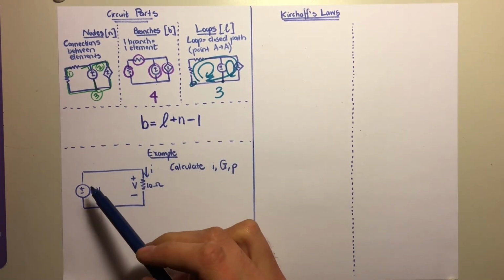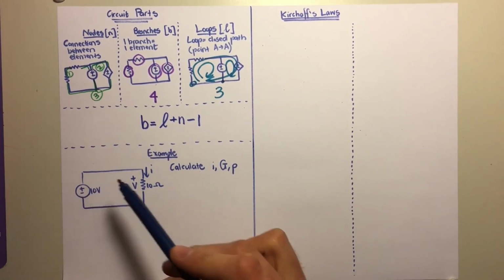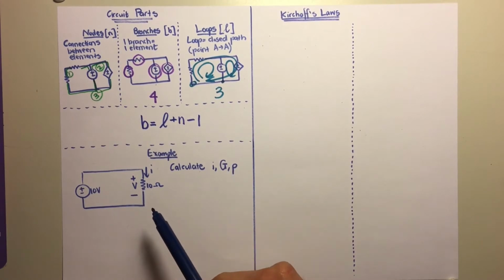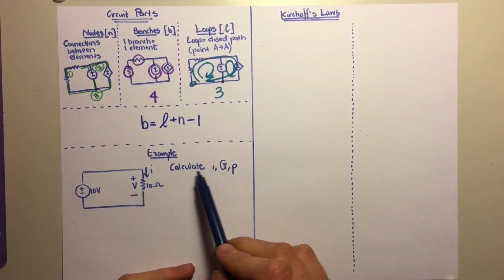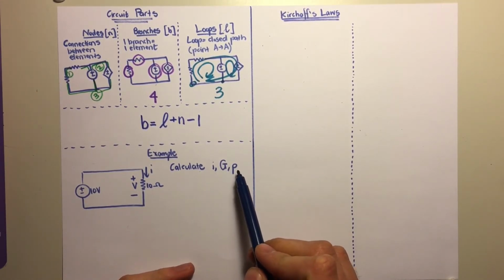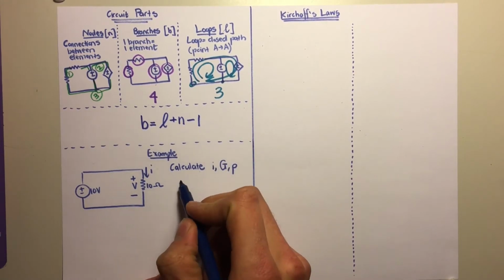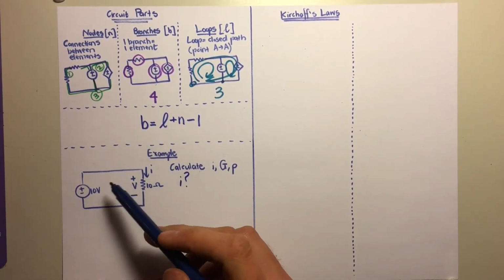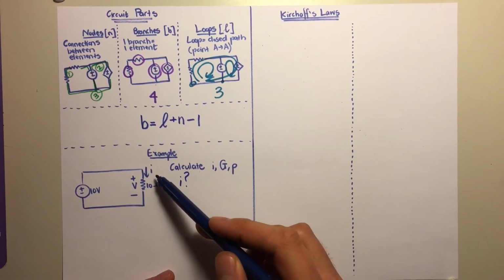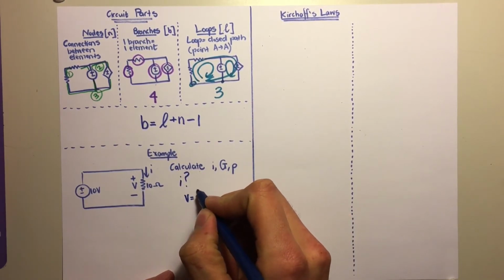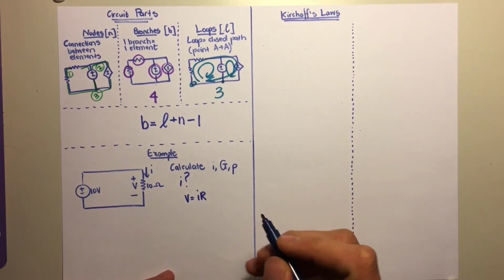We're given the circuit and it has a 10-volt DC power supply, and we're given that there's a current I through some resistor of 10 ohms and there's some voltage over this resistor. And we're asked to calculate the current, the conductance, and the power. Okay, so what are we given? We want current, and we are given a voltage of 10, and we know we have a resistance of 10 ohms. So we can say V equals IR from Ohm's law.